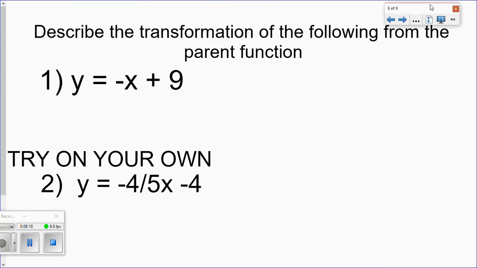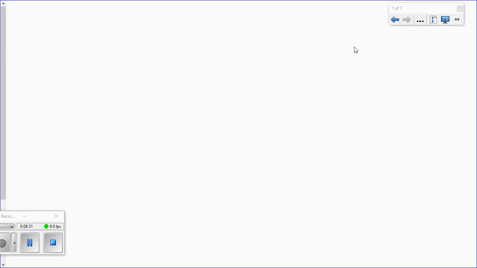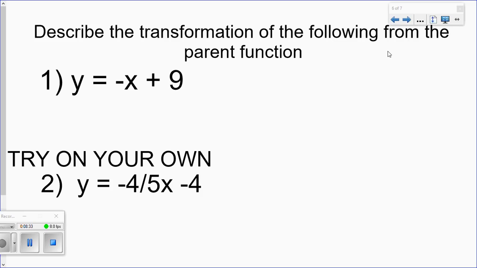So here I'm going to ask you to describe the transformation. All we have to do is look at these equations. We don't have to worry about graphing it. We can tell just from the equations. So we're always comparing it to y equals x. This is our parent function, y equals x. Now, this one is negative compared to our parent function, which is not. So that negative sign means that we got a reflection.